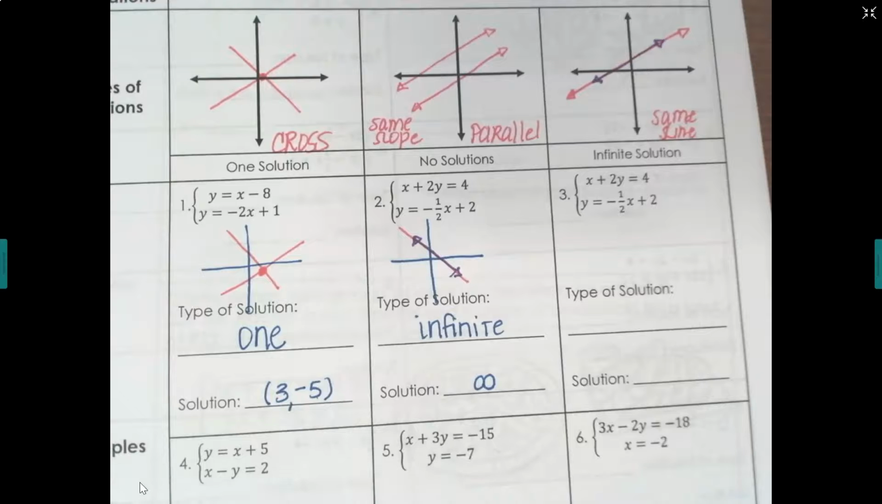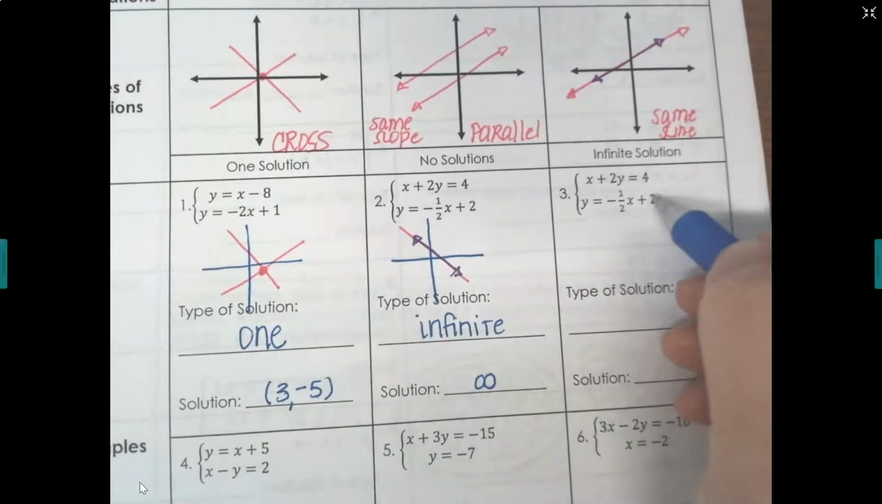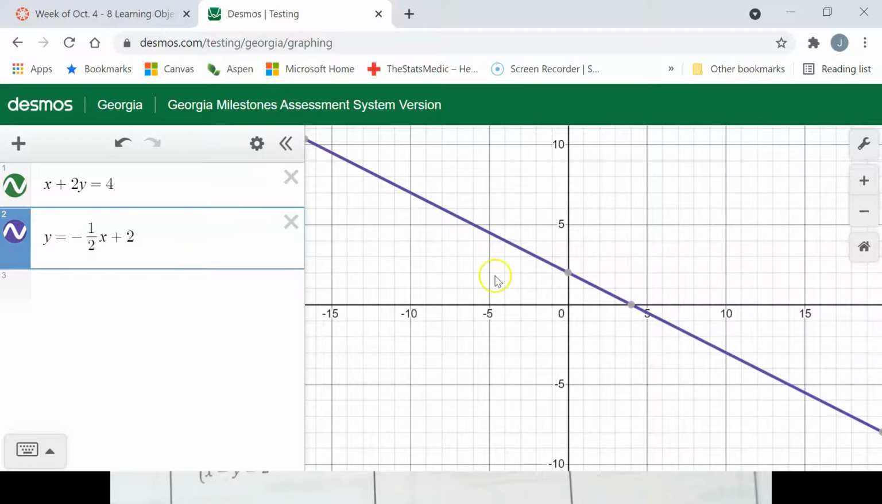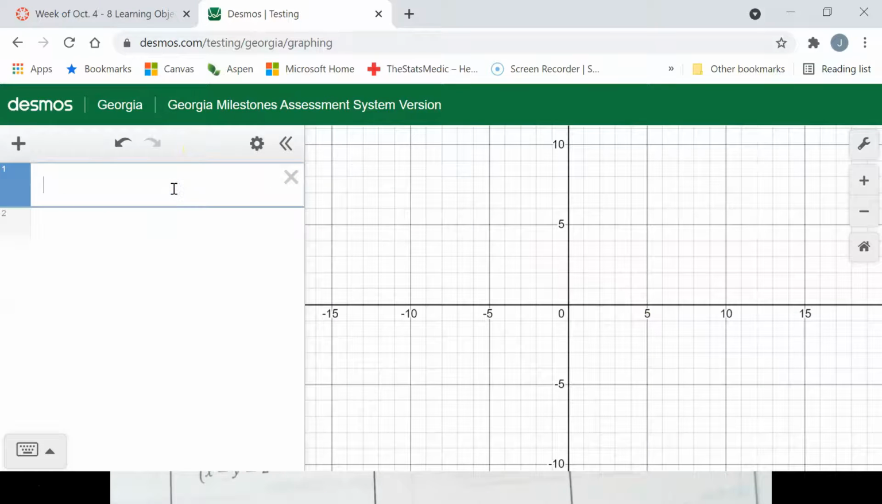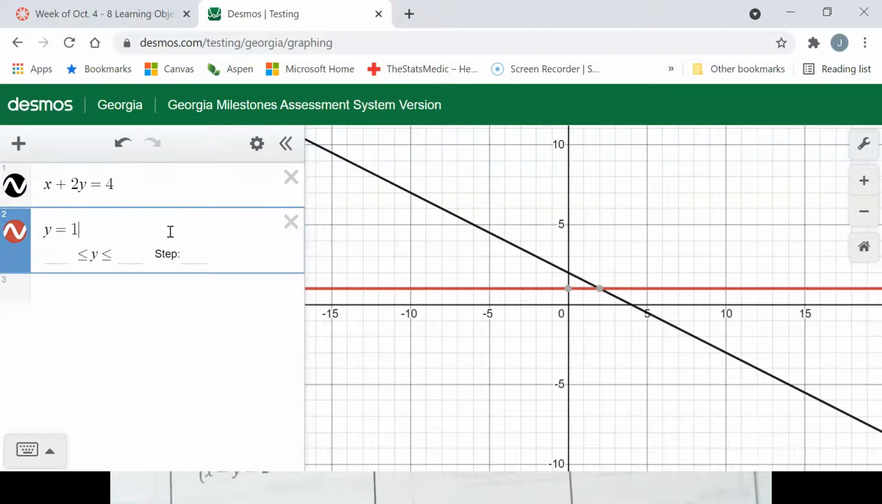Okay, let's try it again. There's one change I want to make before we try this last one. I want you to change this 2, change it to an 8. It's just a typo. Change the 2 to an 8. So I'm going to pull Desmos back up again, X out what was already here, and put in the new equations. So we have x plus 2y equals 4. And then below that I have y equals -1/2.